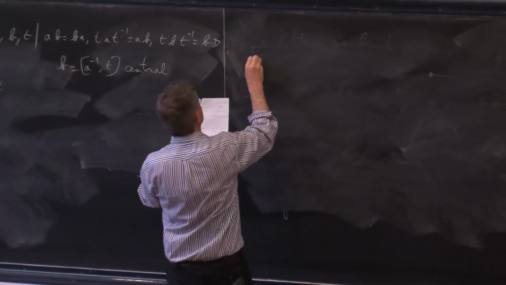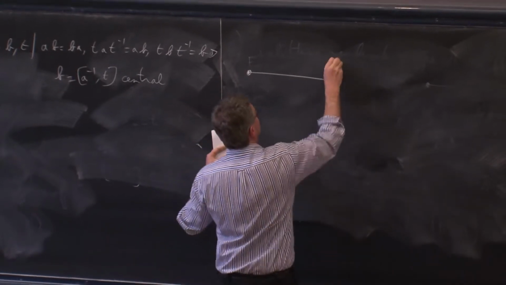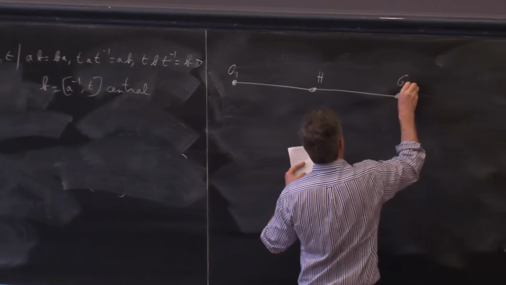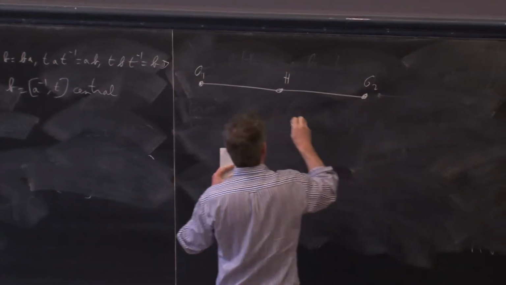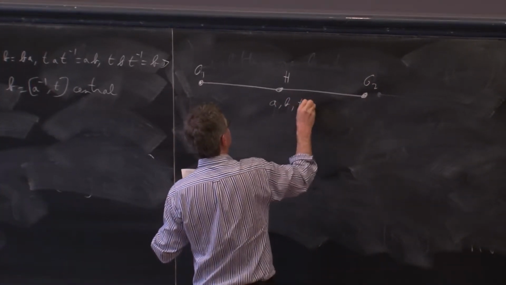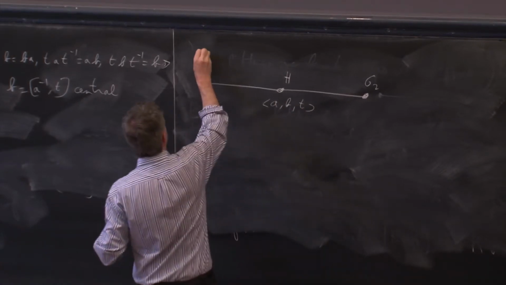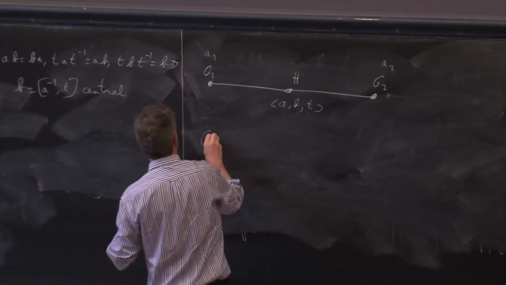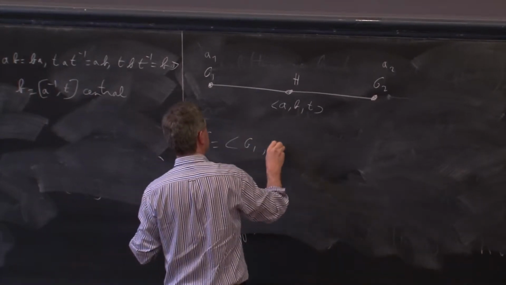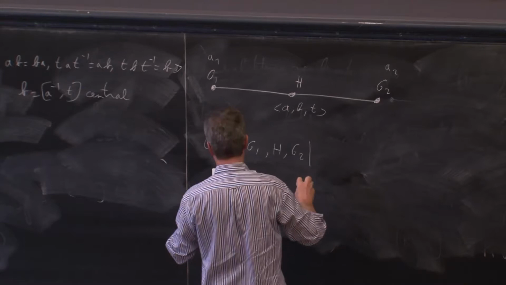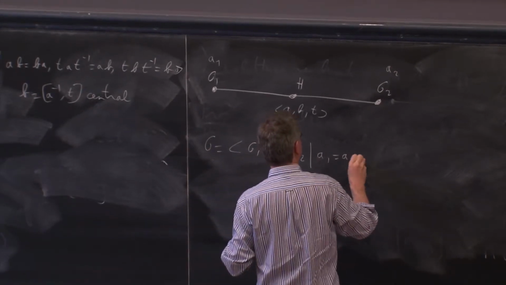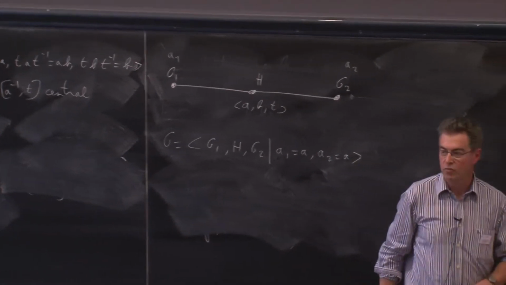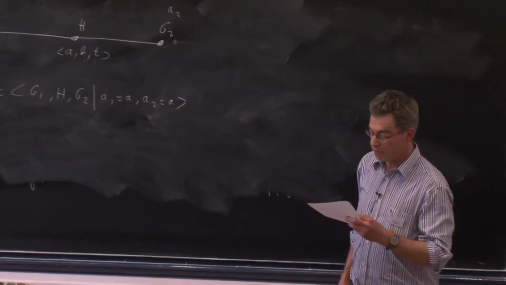So the first diagram is, here I have G1, I have H, I have G2, and H is generated by A, B, and T, and here I have A1, A2, and the presentation is that G is generated by G1, H, G2, and the relations are A1 equals A, A2 equals A. Okay, this is my group.